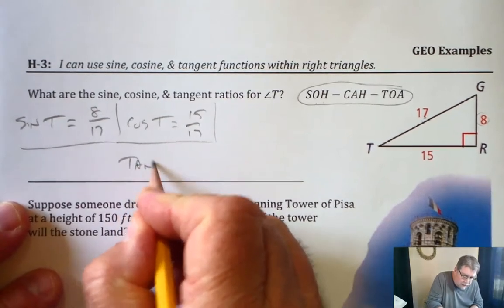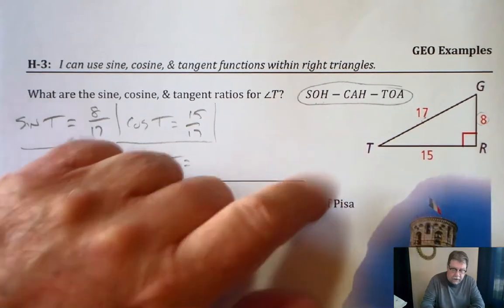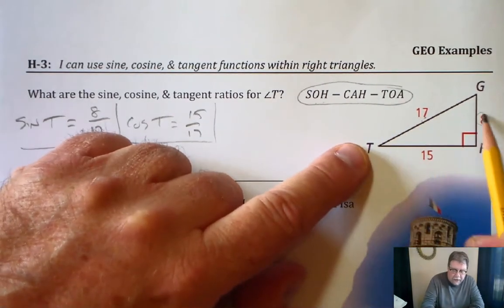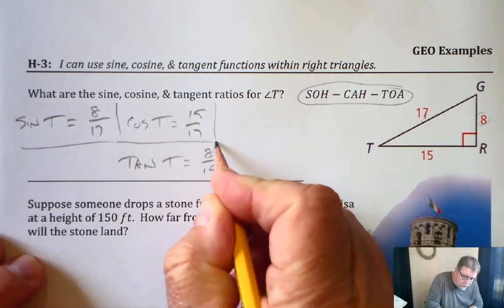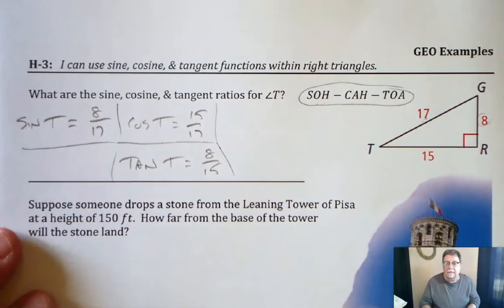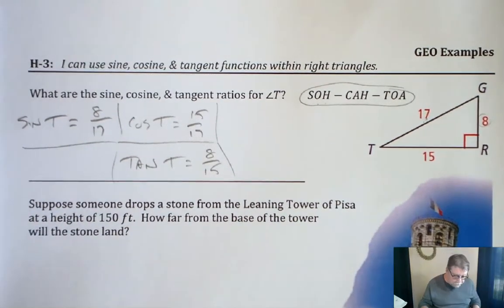And finally, the tangent of T would be the opposite over the adjacent. So we're going over here. Opposite is 8. The adjacent is 15. 8 over 15, our answer for that. Now, if we could have simplified those fractions, we should have.